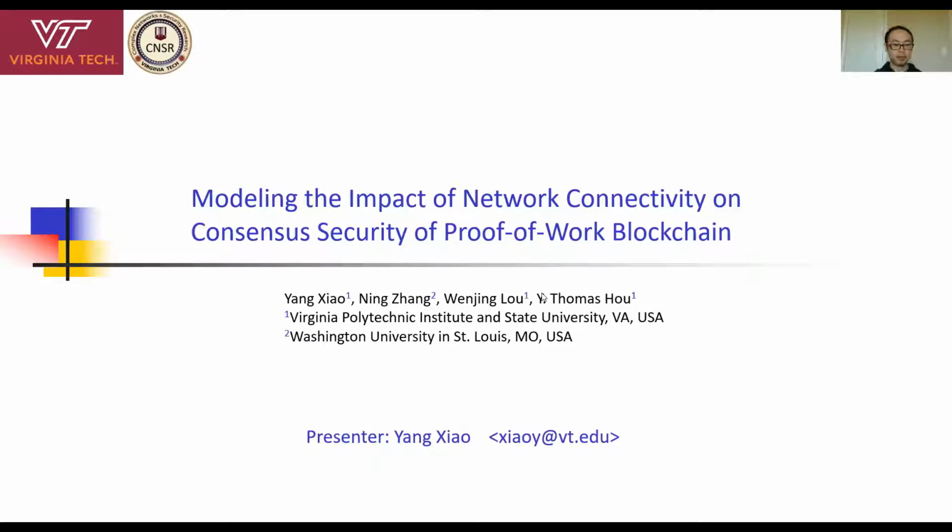I present our paper, Modeling the Impact of Network Connectivity on Consensus Security of Proof-of-Work Blockchain. The aim of this work is to address the important issue of blockchain security, and specifically consensus security. We observe that previous analyses on this topic have idealistic assumptions and do not consider the impact of the underlying network. Here we fill this gap by incorporating the network perspective into security analysis of blockchain.